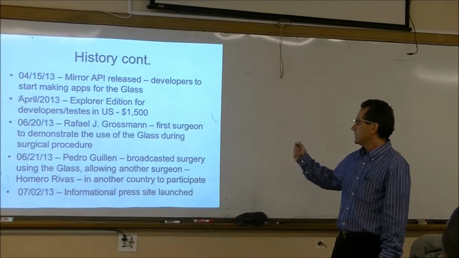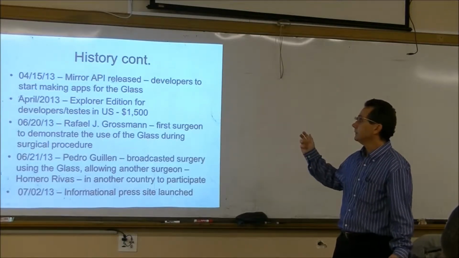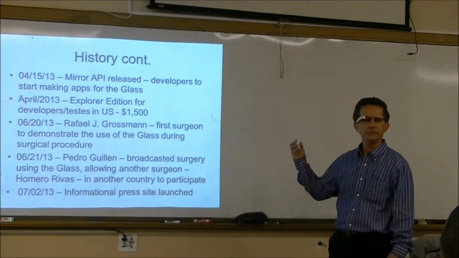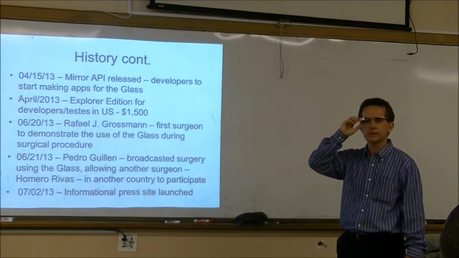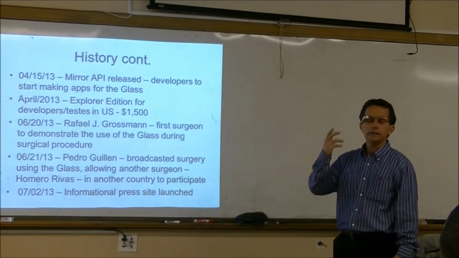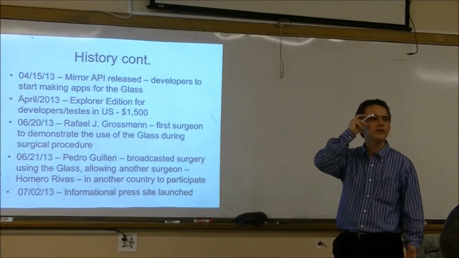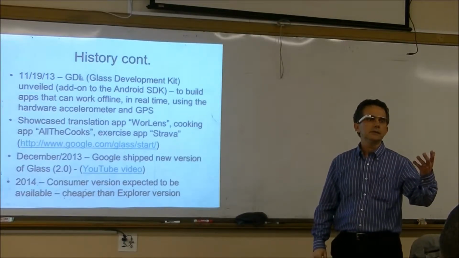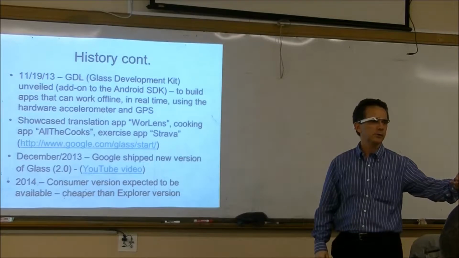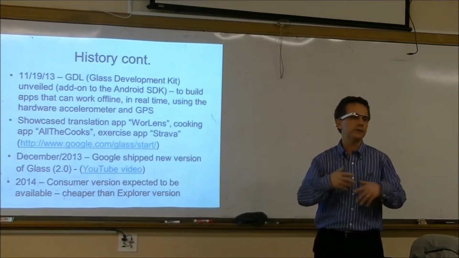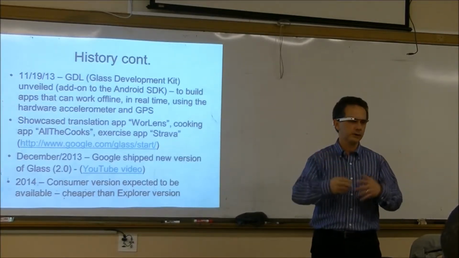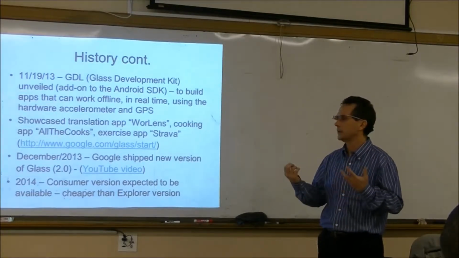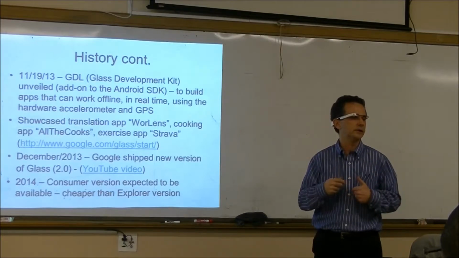Then in 2013, they expanded the Explorer program, and now they have, I think, 15,000 Explorers using it. You can apply, and the cost is $1,500 to get a Glass, but you need to be approved to go into the Explorer program. So you apply, you say what you're doing, where you're coming from, and why you want Glass, and they approve or not. Usually, if you are referred by someone that's already an Explorer, it's easier.